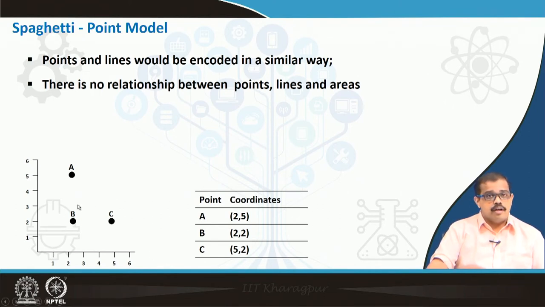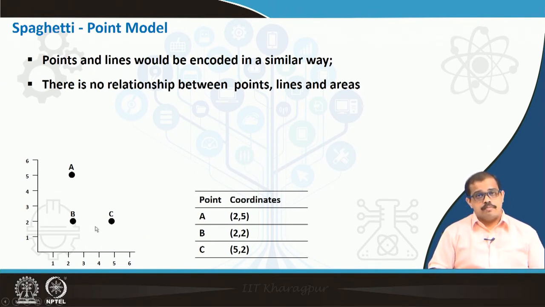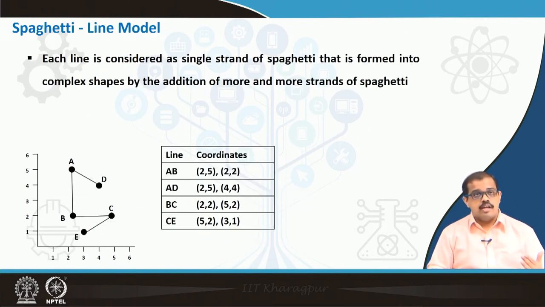So, if you have points here, these do not have any relationship between points or lines and a polygon. It is just representations. And when you are looking at a line, each line is considered as a single strand.